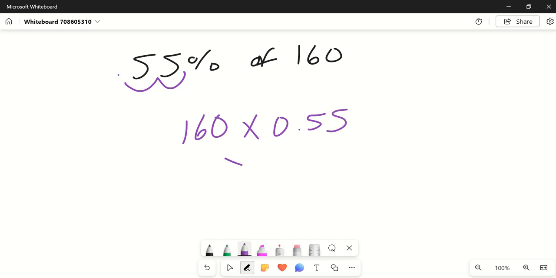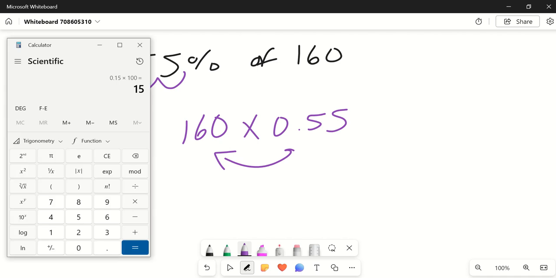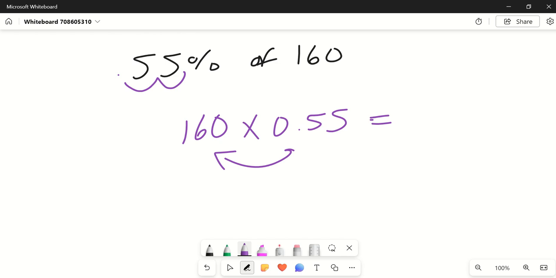Remember, the order in which we multiply doesn't matter. I know I've been writing the decimal first. The order doesn't matter when we multiply. Make sure you clear your calculator, otherwise you may get the wrong answer. 0.55 multiplied by 160 gives me 88. And that is my answer.